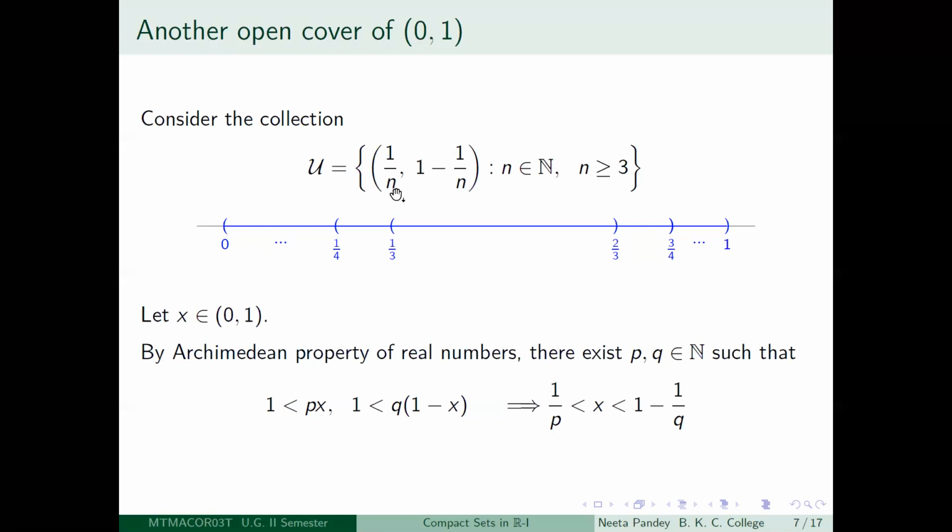So you can see that 1 by n is going towards 0 and 1 minus 1 by n is going towards 1. So these open intervals are actually gradually expanding. If you put n equal to 3 here, you get open interval 1/3 to 2/3. If you put n equal to 4, then you get 1/4 to 3/4, then you will get 1/5 to 4/5. 1 minus 1/5 is 4/5, right? And so on. So it will keep on expanding. And we want to say that this is an open cover of 0, 1.